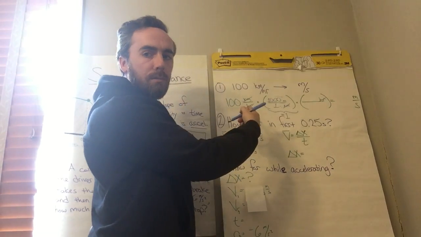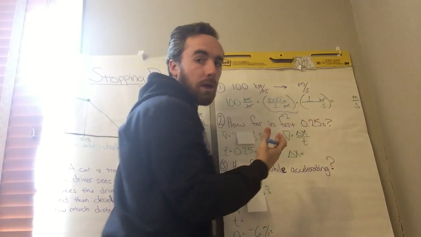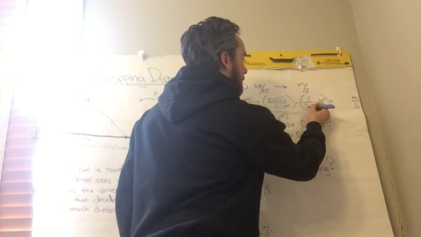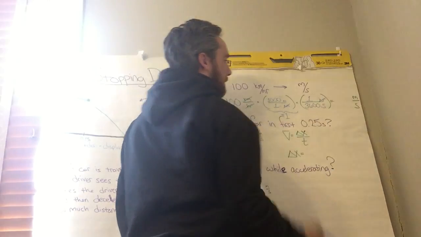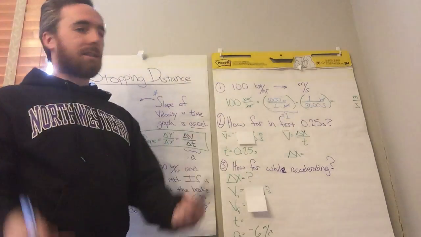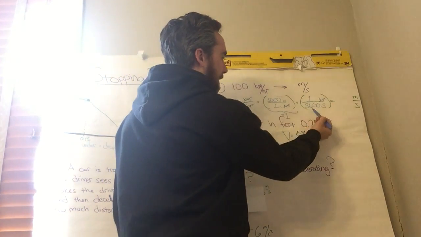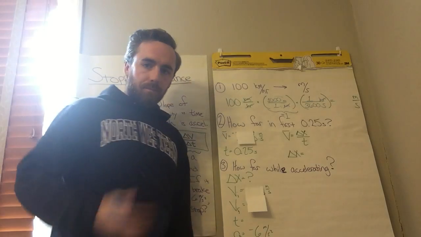I need 1 on top and 1 on bottom if they're going to cancel out. And then I can just look up how many seconds are in an hour. There are actually 3,600 seconds in an hour: 60 times 60, 60 seconds in a minute, 60 minutes in an hour. And then I just multiply this. 100 times 1,000 divided by 3,600.